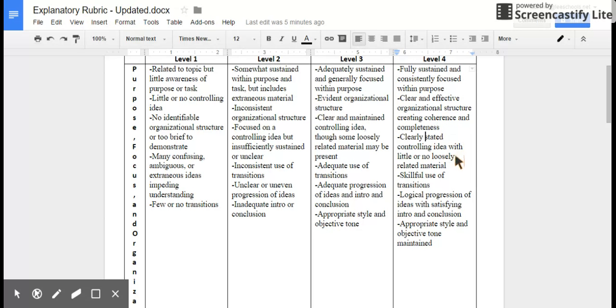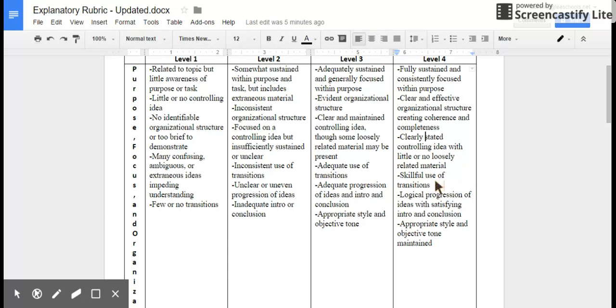Next is clearly stated controlling idea. Again, the controlling idea is the last sentence of your introduction, and it ties everything together. Everything should tie back to your controlling idea. You should be able to say the controlling idea is my umbrella, and I'll show you a picture of that later when I make a video with my document camera, hopefully.